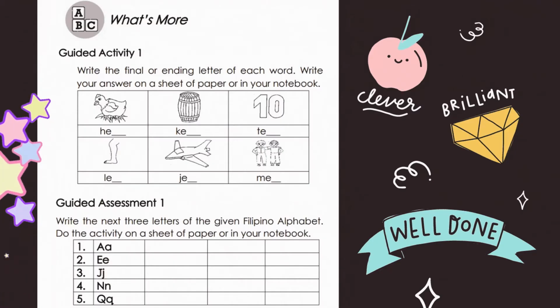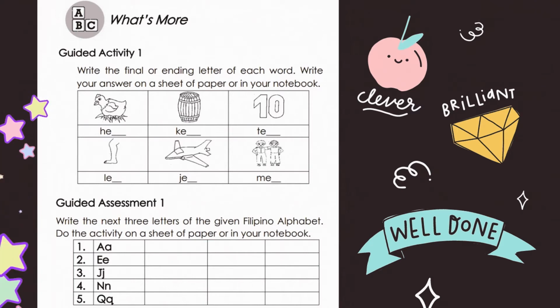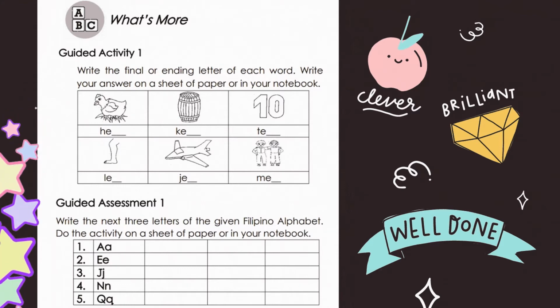For what's more, guided activity 1, write the final or ending letter of each word. Write your answer on a sheet of paper or in your notebook. We are going to write the final letter sound of each picture. Number your notebook 1 to 6.